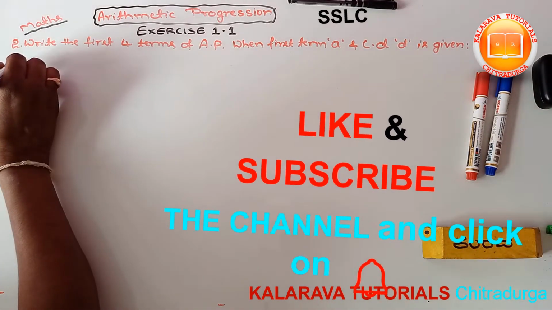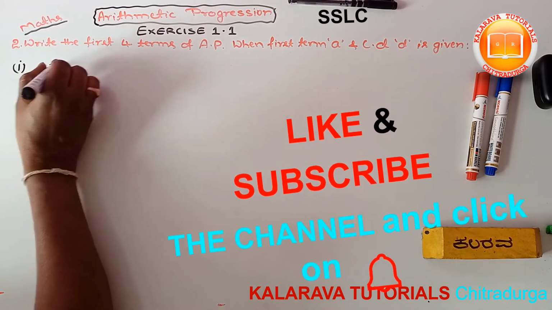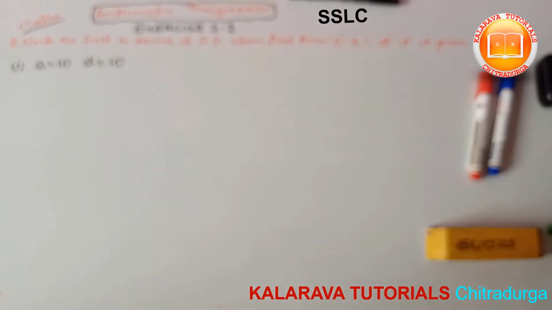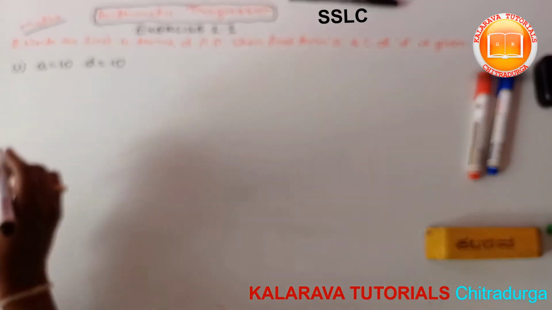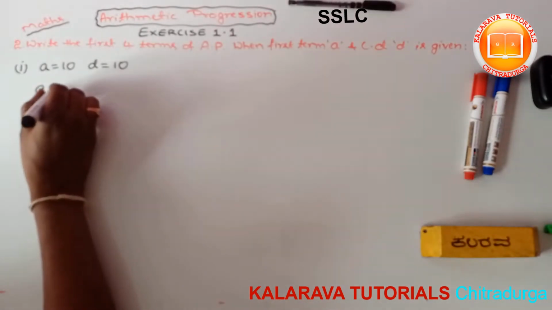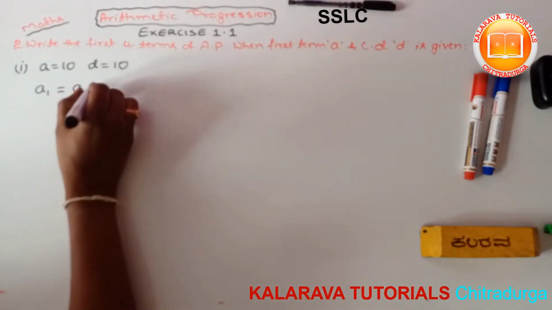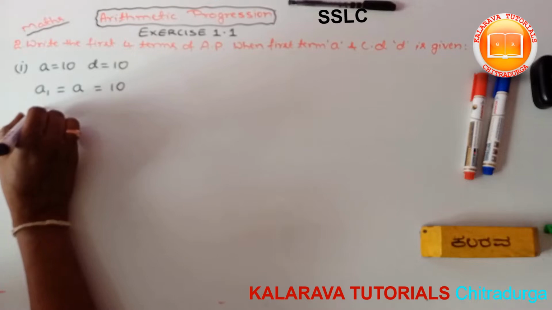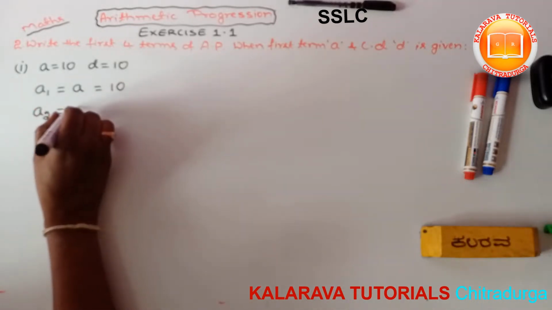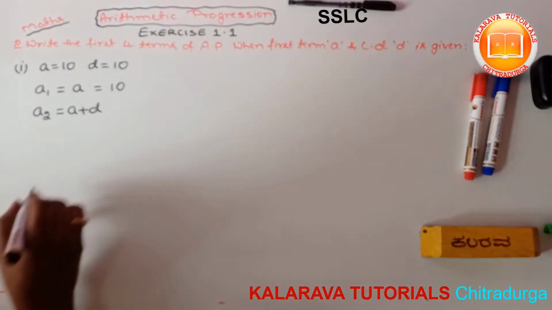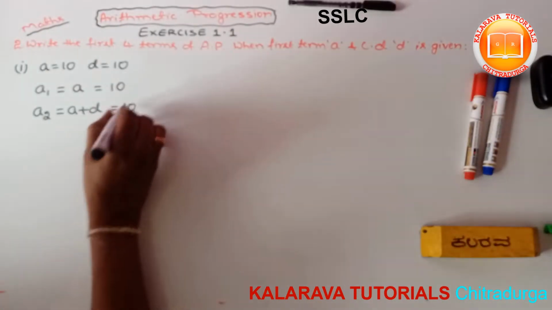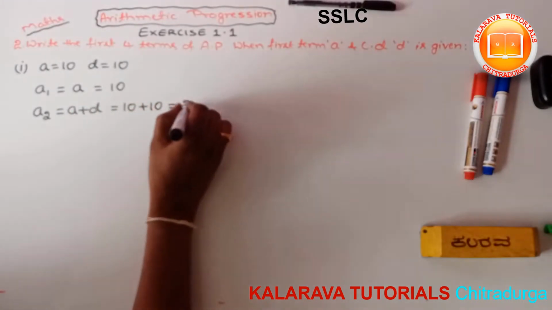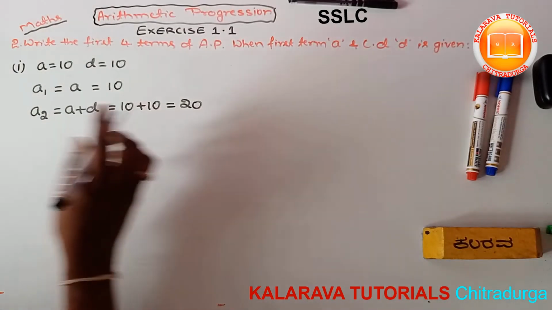So in the first problem, they have given that A is equal to 10 and D is equal to 10. First we have to find the first term. Here the first term is A1, that is taken as A, and the first term is 10. And we have to find the second term A2. A2 is equal to A plus D, that is 10 plus 10, which is equal to 20. This is the second term.